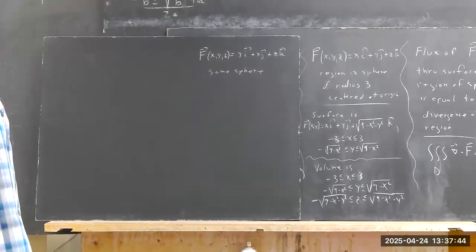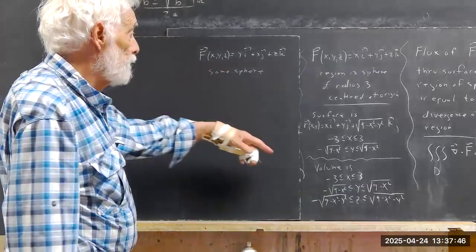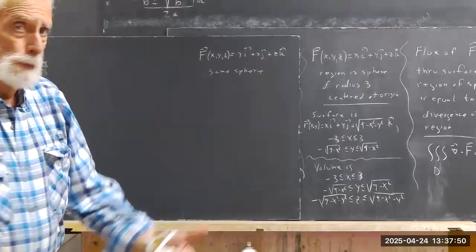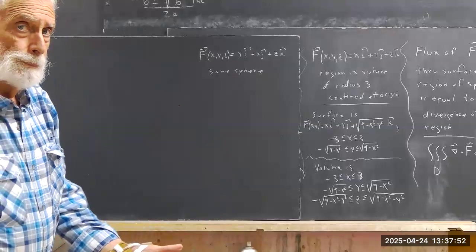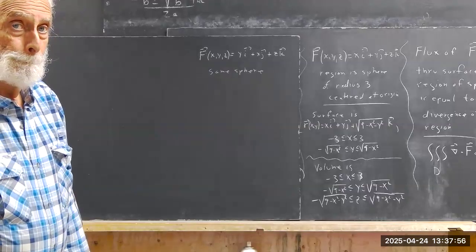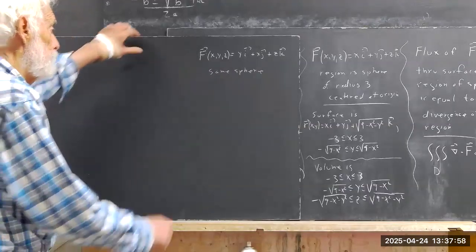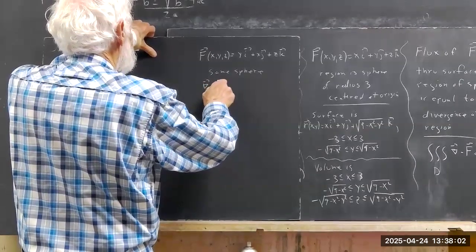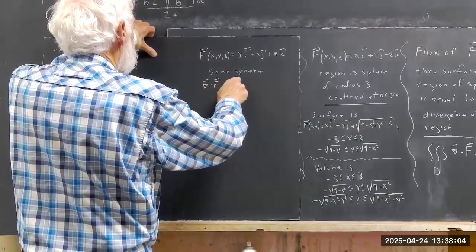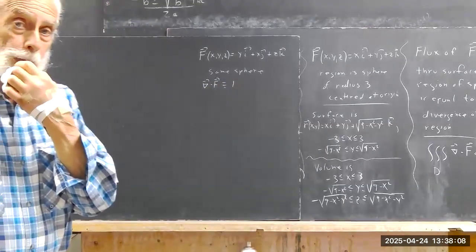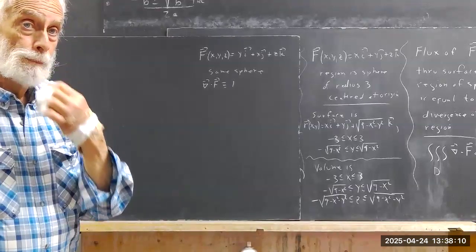Okay, let's just say that f of x, y, z equals this, where I've got the y in front of i and the x in front of j. What's that do? Well, what's that do to the divergence? Divergence is identically equal to 1. Okay.